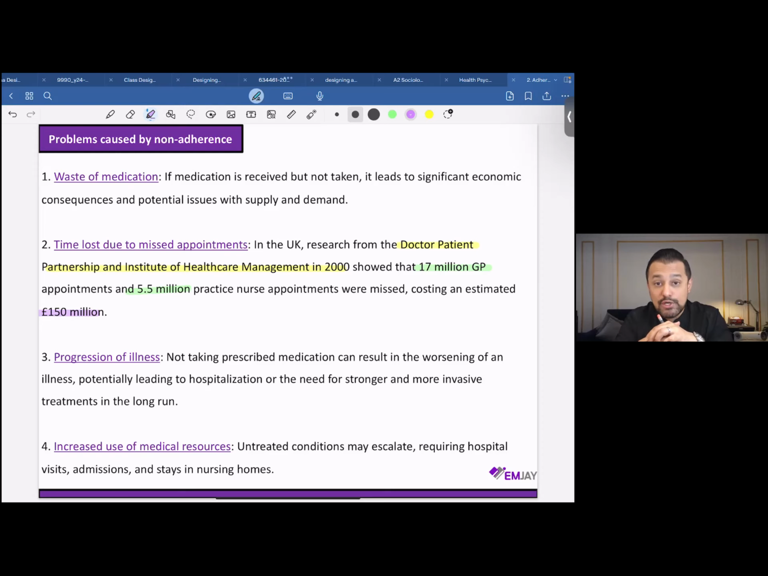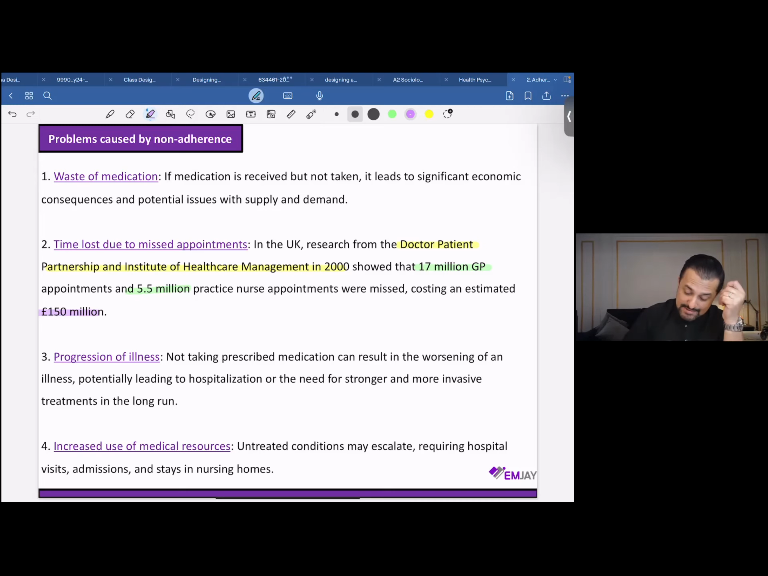Now, not only is the time being lost, but this time along with it consequently leads to a lot of financial loss as well. Because, of course, if you are not visiting the doctor or the practitioner when you're supposed to, the doctor's time gets wasted, for which the government, the health department, has been paying the doctor.